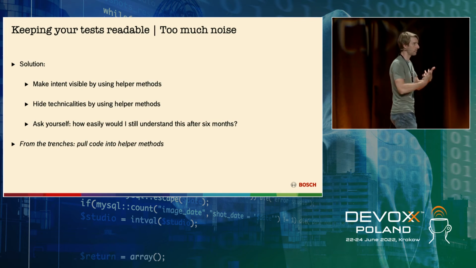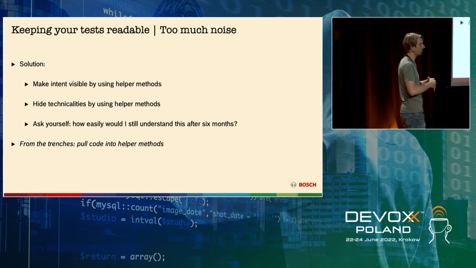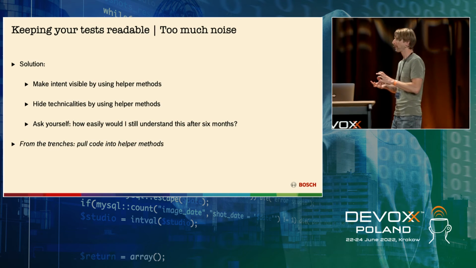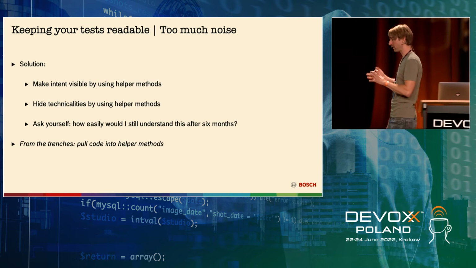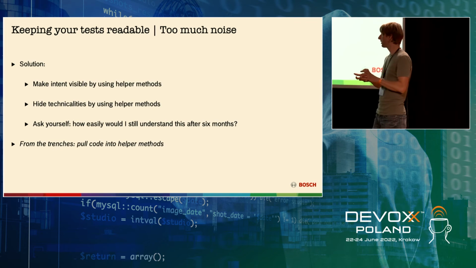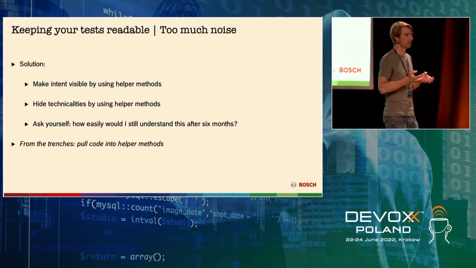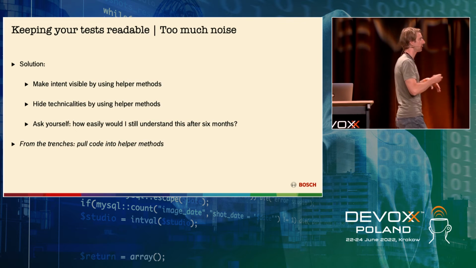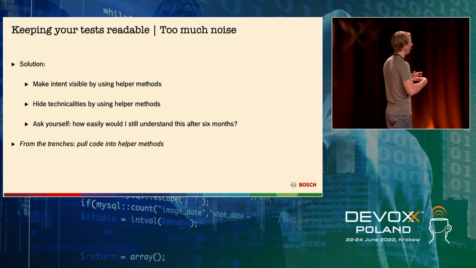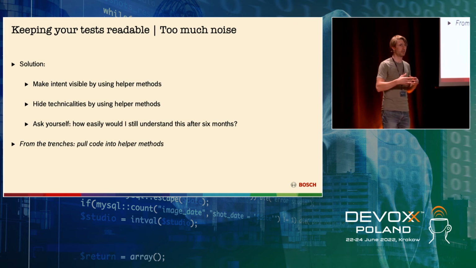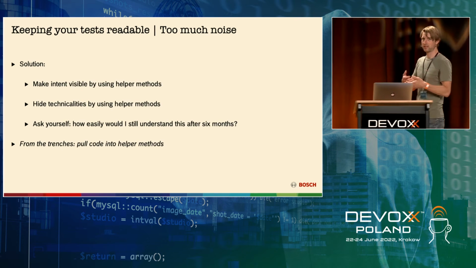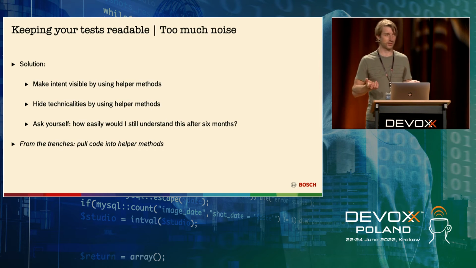Well, again, helper methods could help you to extract stuff and give it a clearer name. Also, if you have some technical stuff in there, you could put that into helper methods, encapsulate it in there, and then hide that basically. And then it's always a good thing to ask yourself, how easily would I still understand this code after 6 months? That's of course the same for production code, but I have the feeling people forget to ask themselves this question for the test code.